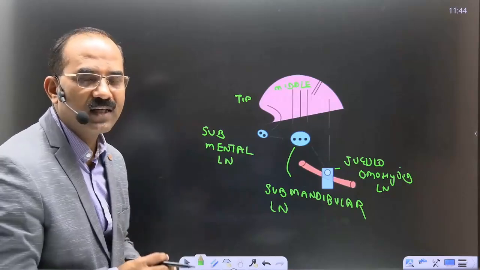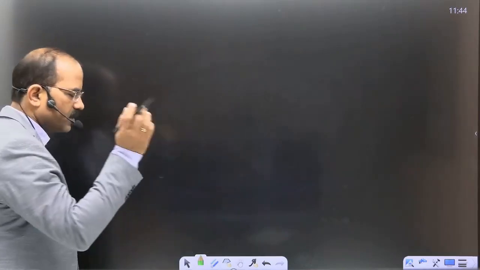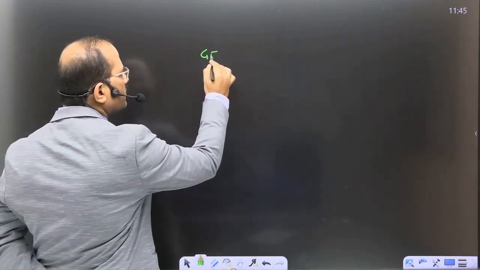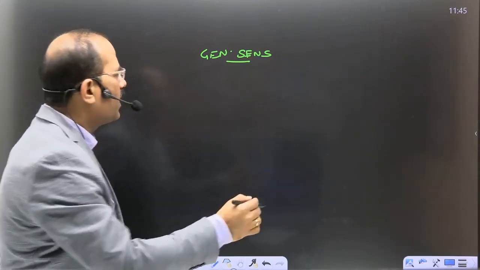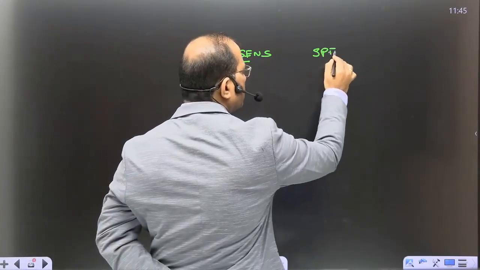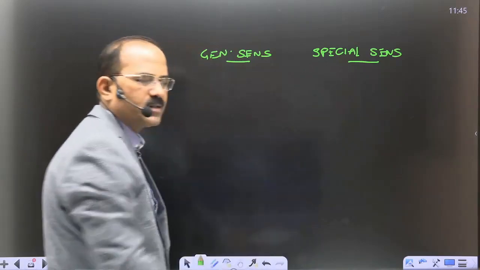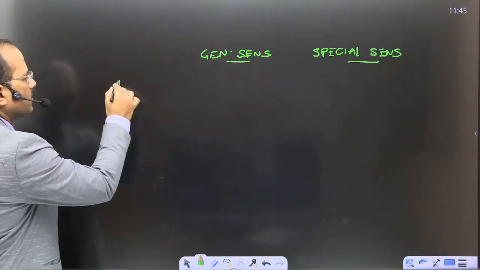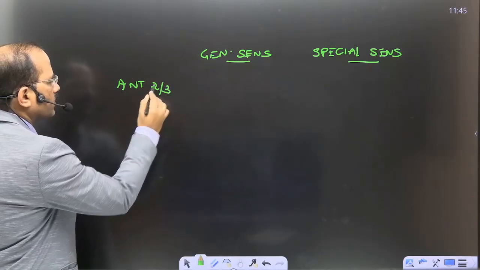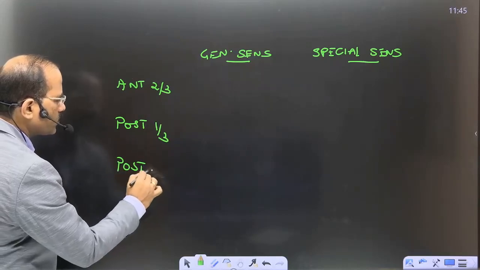Now coming to the sensory nerve supply of the tongue. Motor nerve supply we have seen. Understand the sensory nerve supply of the tongue. We divide it into general sensations and special sensations. General sensations are touch, pain, temperature. Special sensation is taste. Now we start with anterior 2/3, posterior 1/3, and the posterior most part.